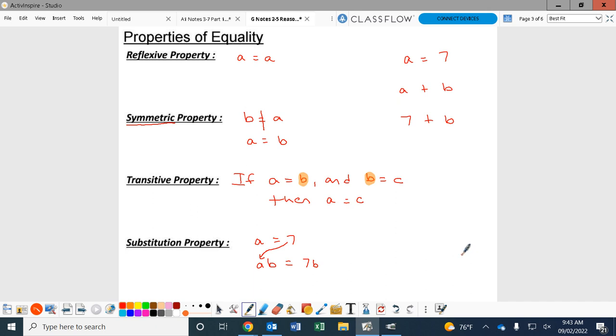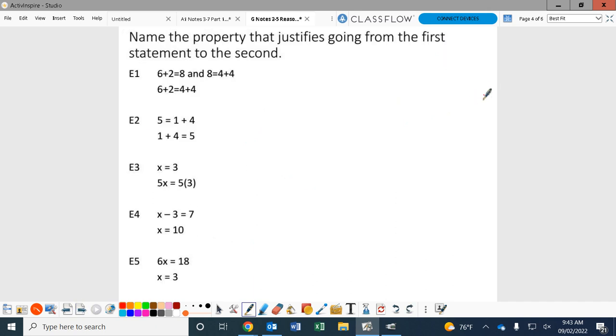Okay, here we go. Let's see if you can identify these. Guys, here are the problems. Name the property that fits this. It says 6 plus 2 equals 8, and 8 equals 4 plus 4. Therefore, 6 plus 2 equals 4 plus 4. Guys, they're both equal to 8, so they're both equal to each other. Which property? Look on your list. You've got the list. Transitive, that is correct.